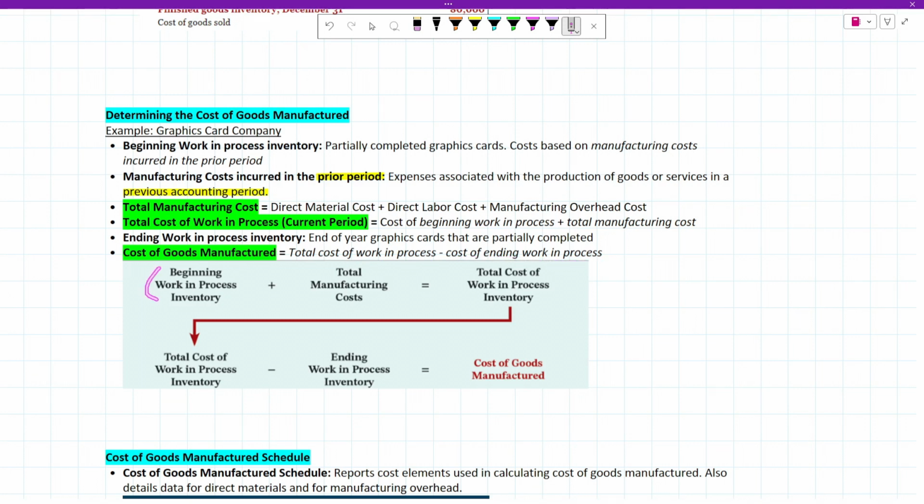So here's just another picture for your cost of goods manufactured. We have our beginning work in process inventory plus our total manufacturing cost. This will give you your total cost of work in process inventory. Then we use this. So we use it here. That's why the red arrow. And then we use that minus ending work in process inventory, which gives us our cost of goods manufactured.